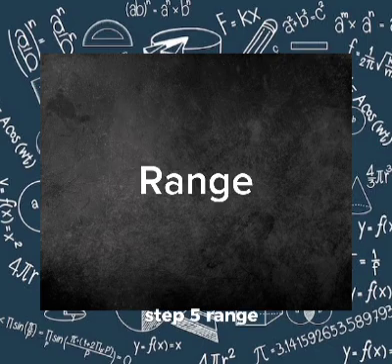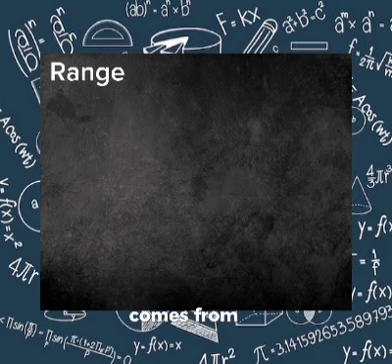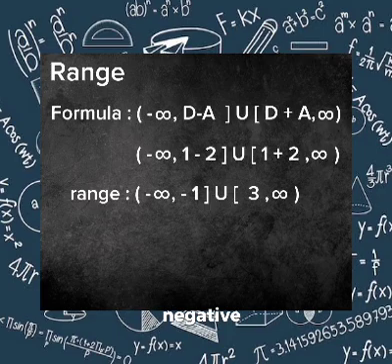Step 5. Range. The range comes from the amplitude and the vertical shift. Since A equals 2, the graph stretches 2 units above and below that midline. The range is negative infinity to negative 1, and the other is 3 to positive infinity. It avoids values between negative 1 and 3.